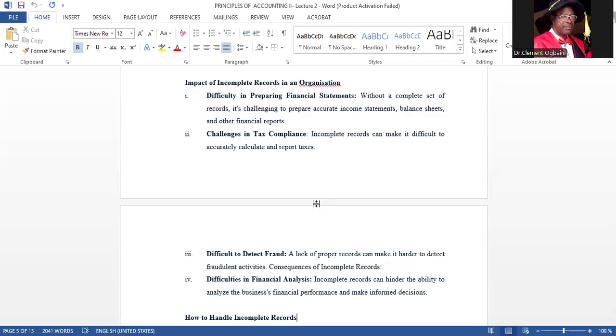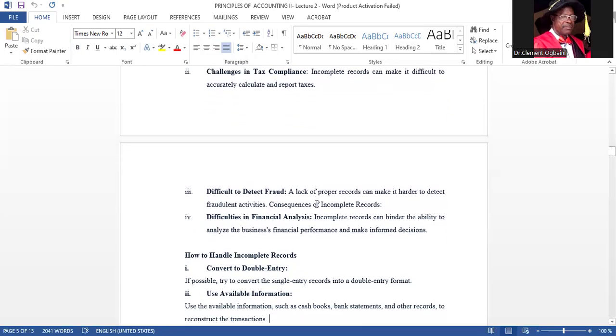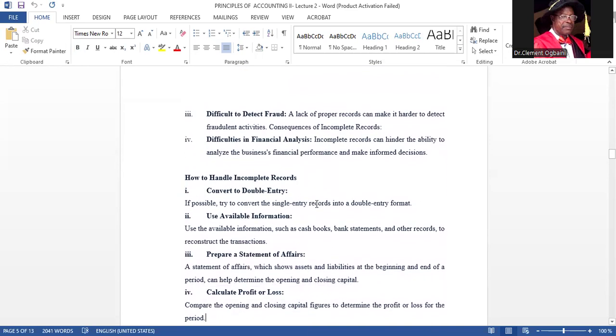Then, if we have incomplete record, it will be difficult to detect fraud. It will be difficult to prevent fraud. When there's incomplete record, the company will find it difficult to detect and to prevent fraud because the records are not complete.